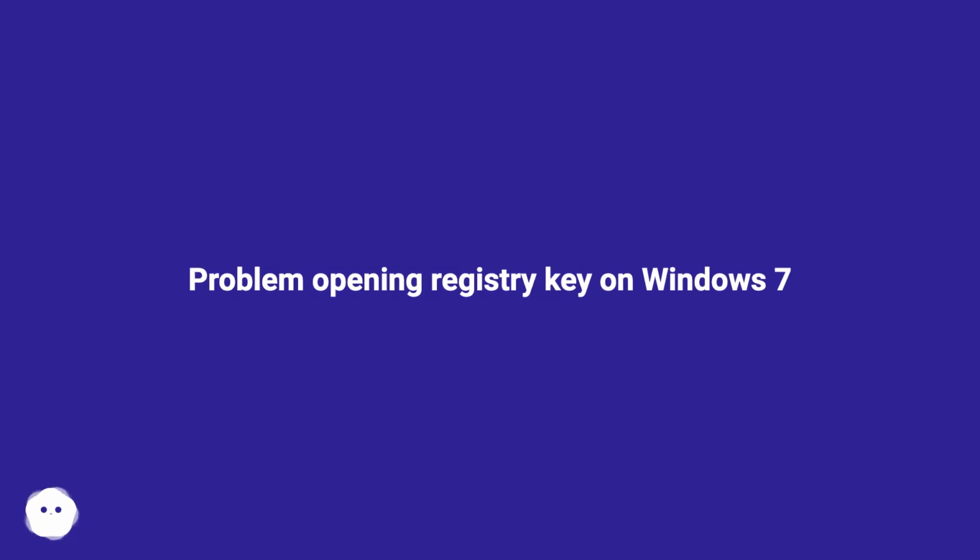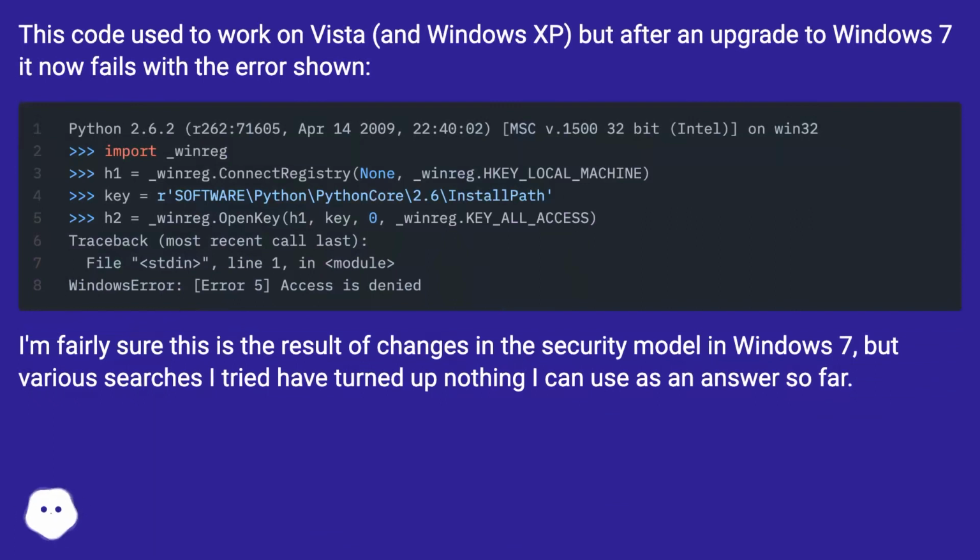Problem opening registry key on Windows 7. This code used to work on Vista and Windows XP, but after an upgrade to Windows 7 it now fails with the error shown.